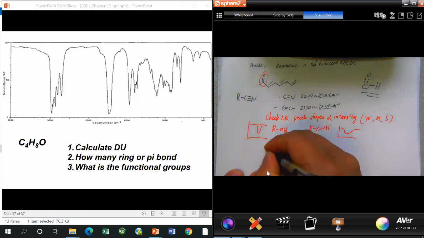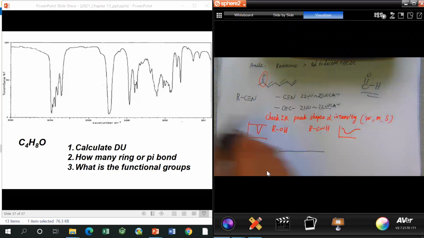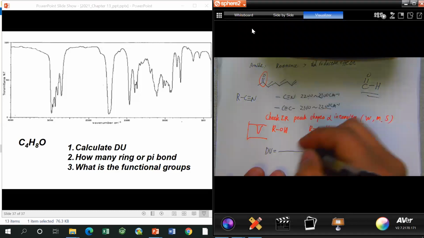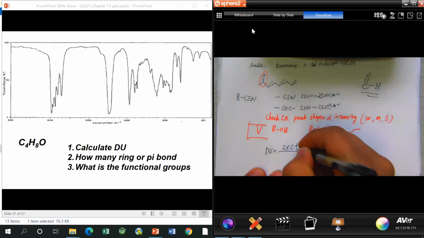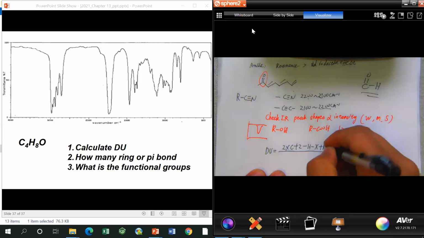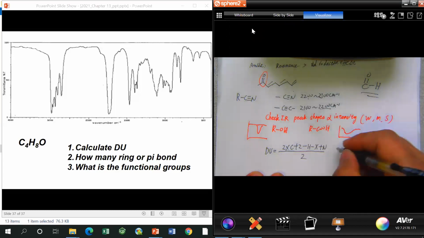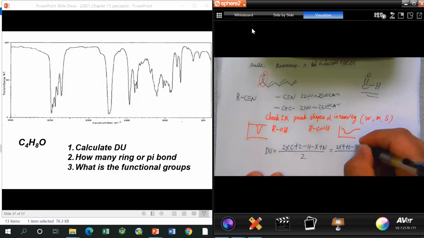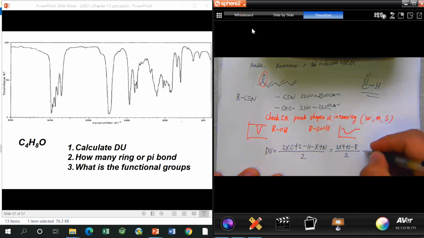Degree of saturation equals 2 times the carbon number, plus 2, minus the hydrogen number, plus the nitrogen number, and the whole thing divided by 2. We have 4 carbons, so 2 times 4, plus 2, minus 8 hydrogens, with no oxygen or nitrogen counted, the whole thing divided by 2. That gives you 1. So this molecule has 1 degree of saturation, either 1 ring or 1 double bond.